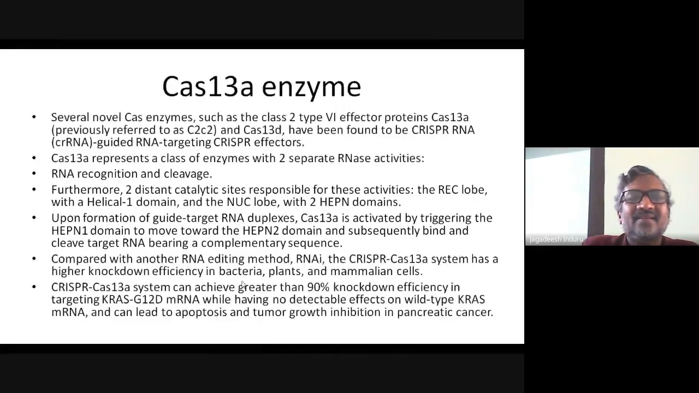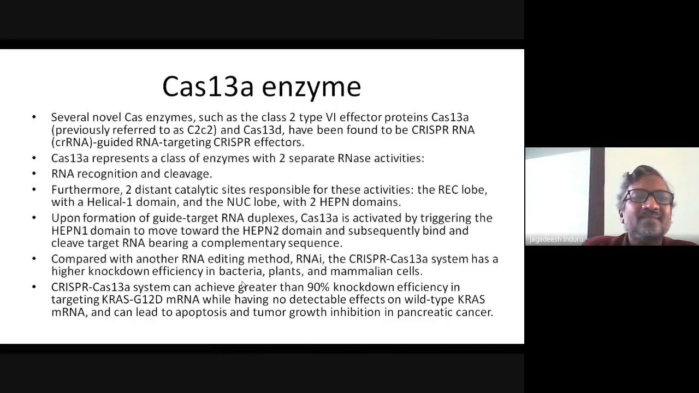So Cas13A represents a class of enzymes with two separate RNA activities, that is, one is RNA recognition and RNA cleavage. So this Cas13A has two distinct catalytic sites responsible for these activities. One is the REC lobe with a helical-1 domain, and the nucleic acid lobe, that is with the two HEPN domains. So upon formation of the guide-target RNA duplex, the 13 system is activated by triggering the HEPN1 domain to move towards the HEPN2 domain and subsequently bind and cleave the target RNA bearing a complementary sequence. So this is actually the specificity for a particular RNA.